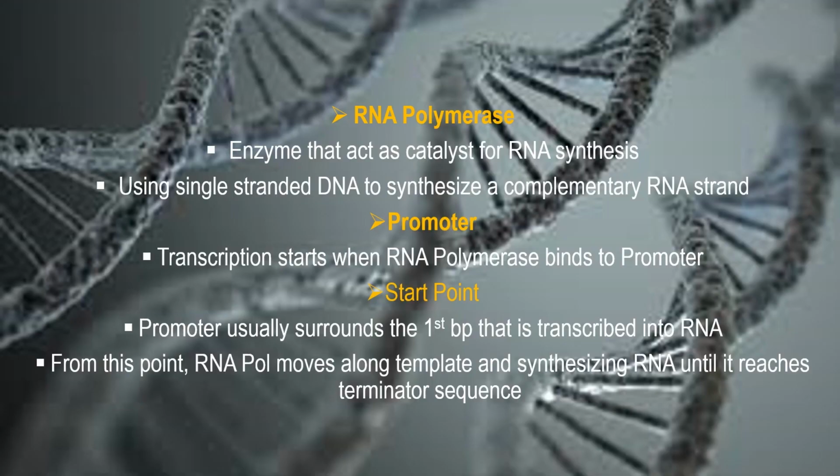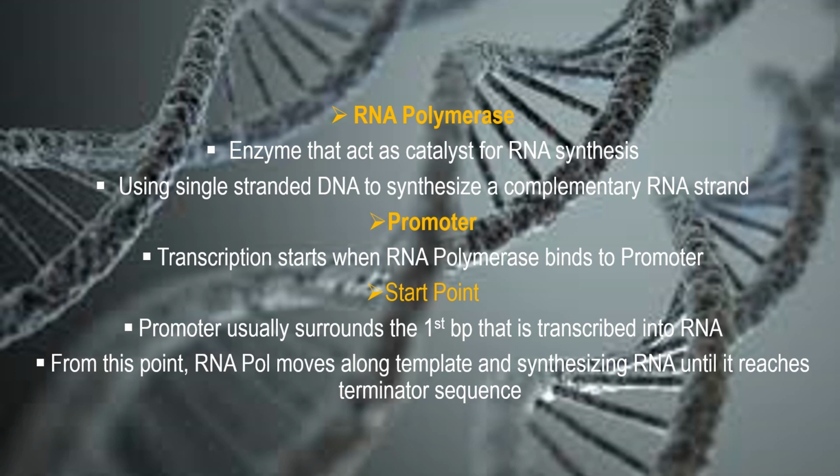RNA synthesis occurs with the help of RNA polymerase. RNA polymerase is the main enzyme involved in transcription. This enzyme acts as a catalyst for RNA synthesis. It uses single-stranded DNA to synthesize a complementary RNA strand. RNA polymerase binds to the promoter and initiates transcription.